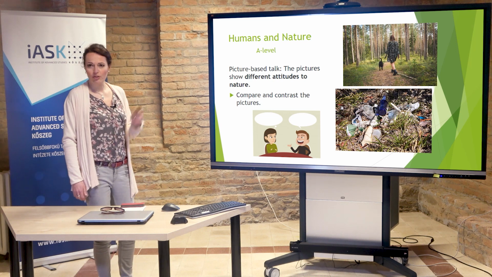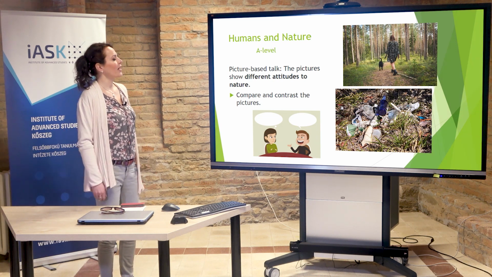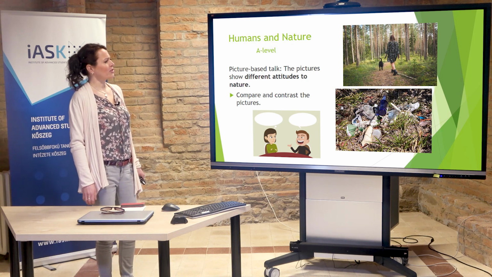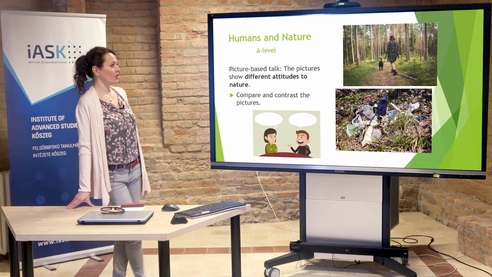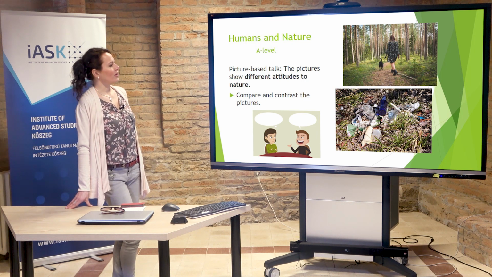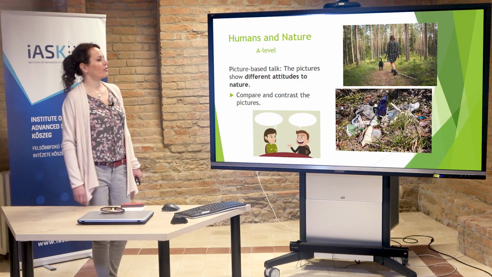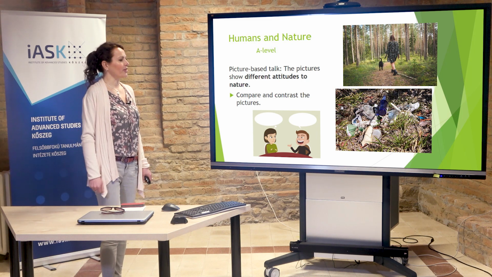So, I'm going to demonstrate how to talk about these two pictures, okay? So, these pictures show us different attitudes to nature. In the first one, I can see a positive attitude. A woman is walking her dog in the forest. I hope she's not going to leave any rubbish or waste in the forest. And if she doesn't let her dog go away and chase the deer and other animals in the forest, then I think it's a perfectly good way to behave in nature.